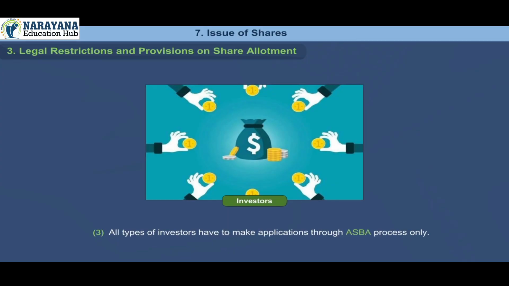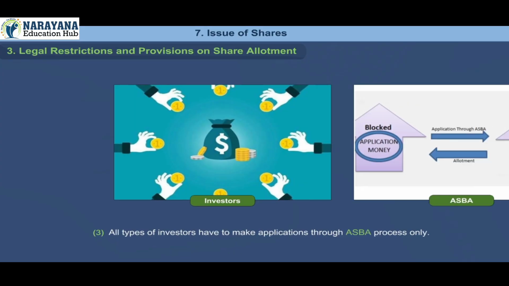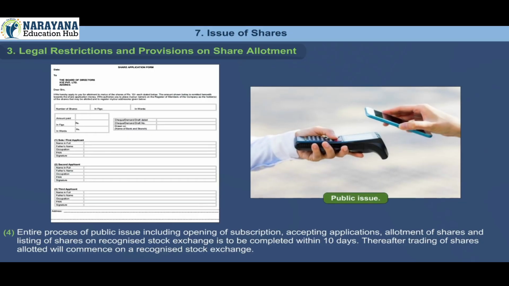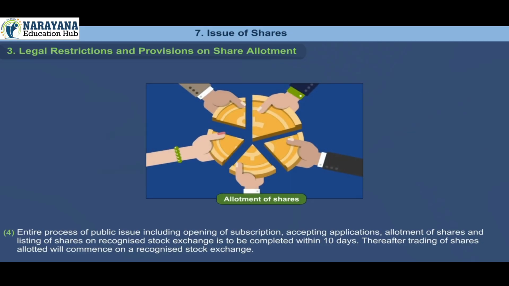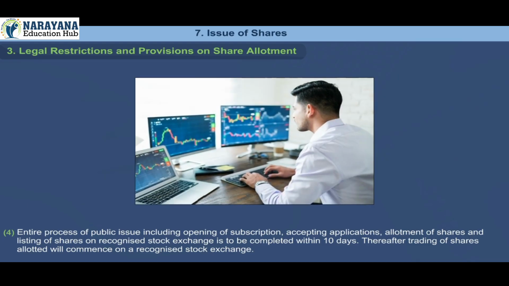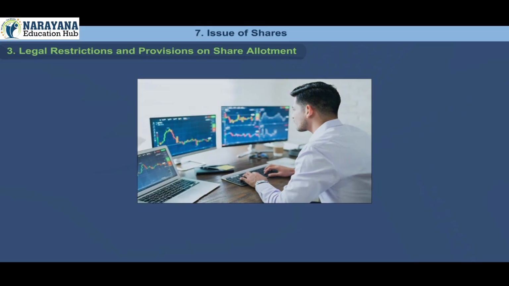All types of investors have to make applications through ASBA process only. 4. Entire process of public issue including opening of subscription, accepting applications, allotment of shares and listing of shares on recognized stock exchange is to be completed within 10 days. Thereafter, trading of shares allotted will commence on a recognized stock exchange.